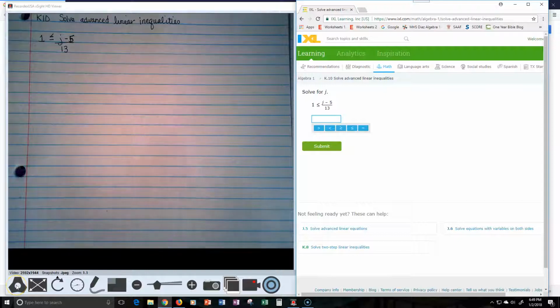Alright, now we're working on K10, and we're going to be solving advanced linear inequalities. Basically, that just means that we're going to use everything that we've learned thus far about solving inequalities. Remember, the process is the same as solving equalities, so if you did okay in J's, you should be okay in the K's. Didn't mean to make it rhyme, but it did.